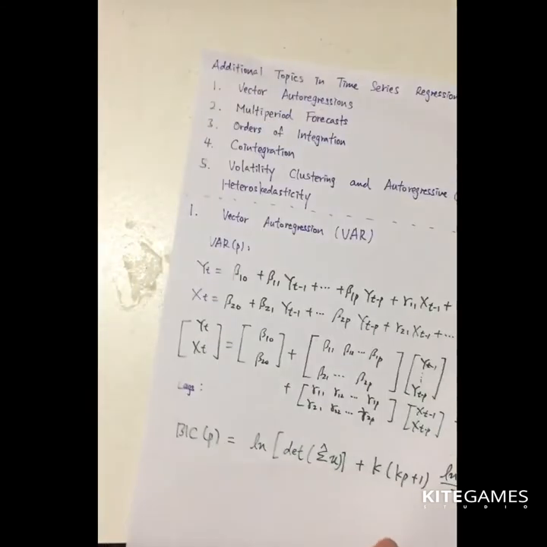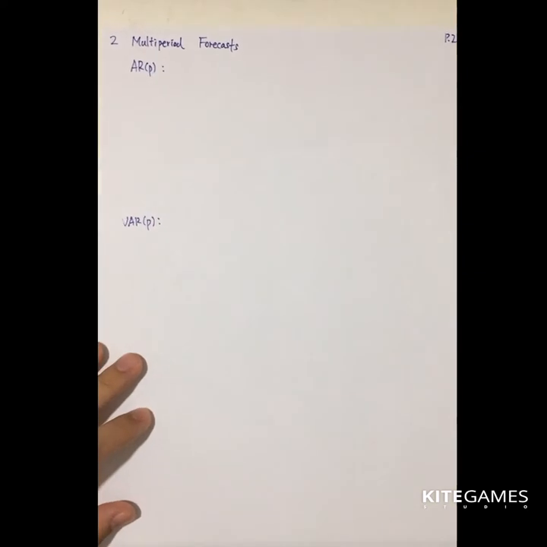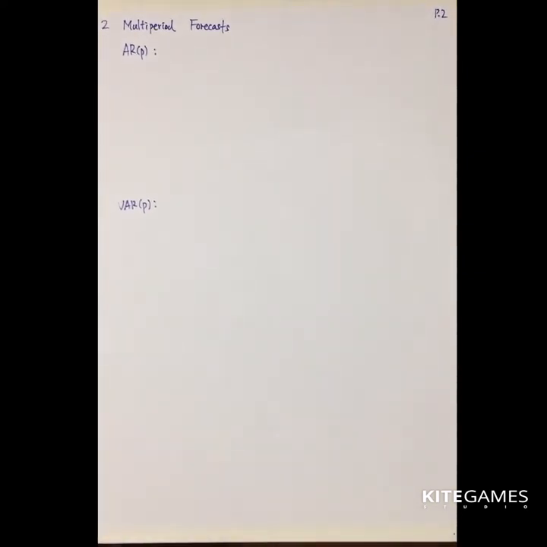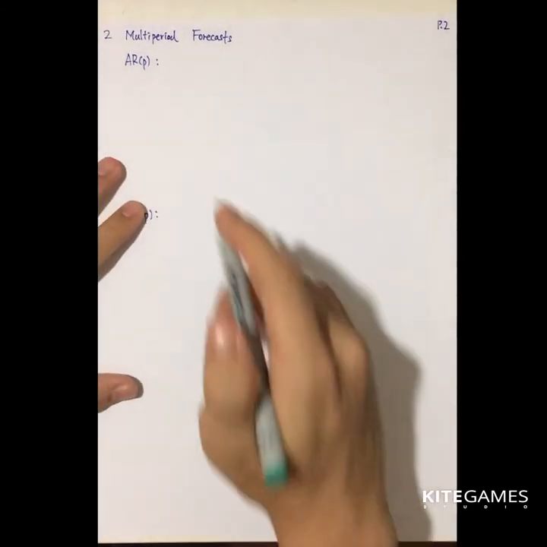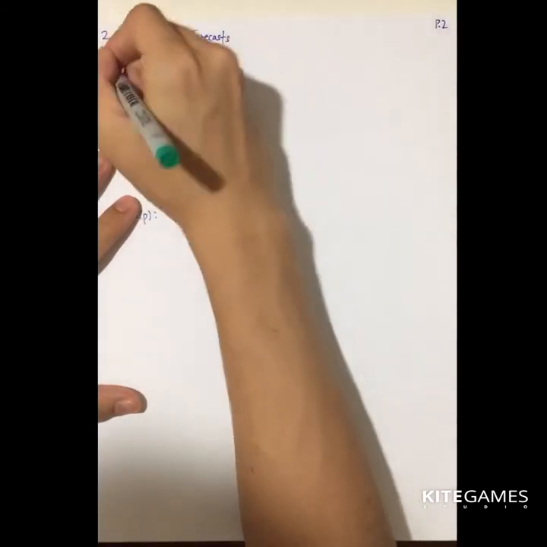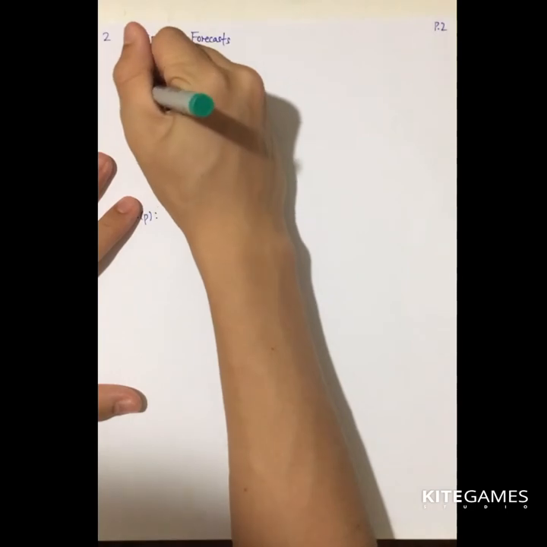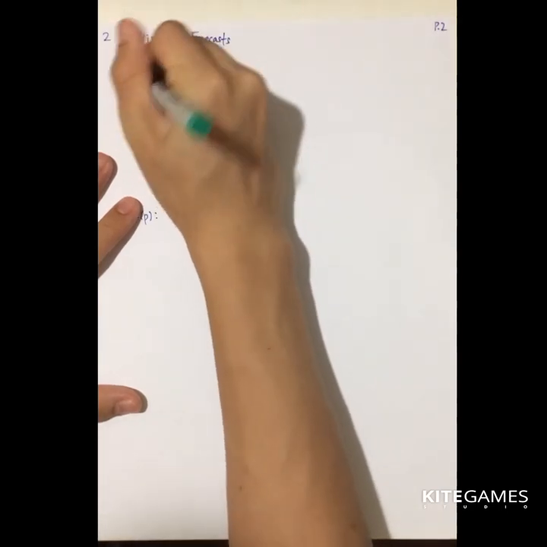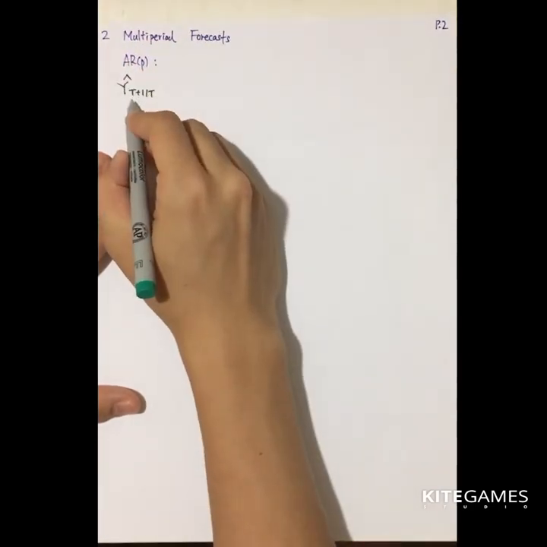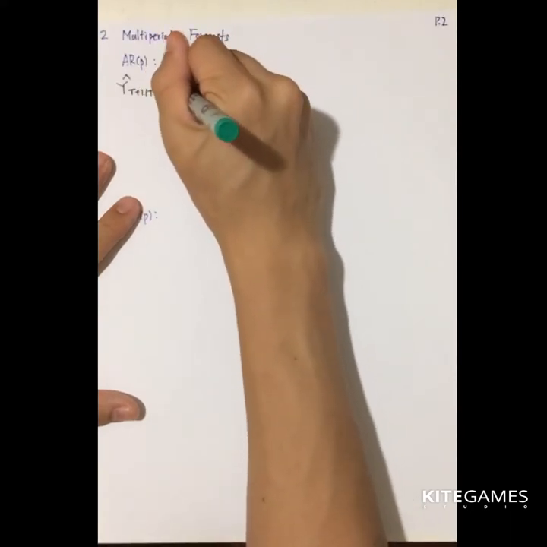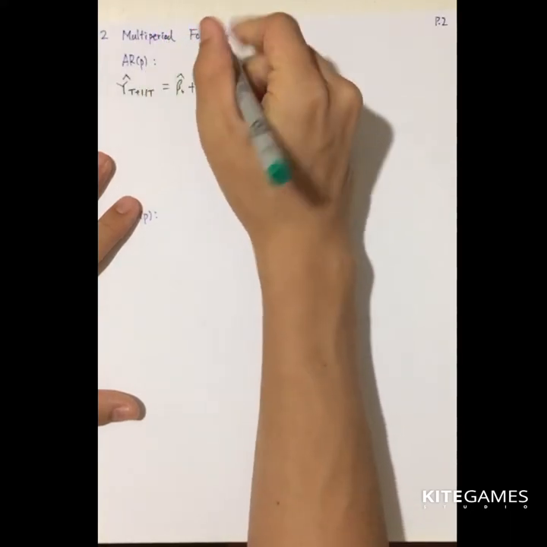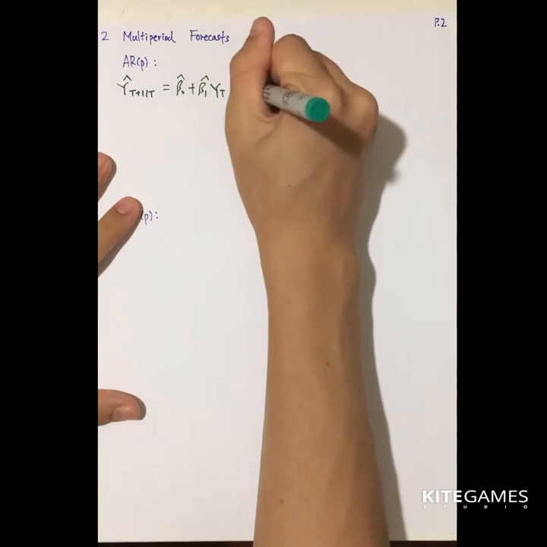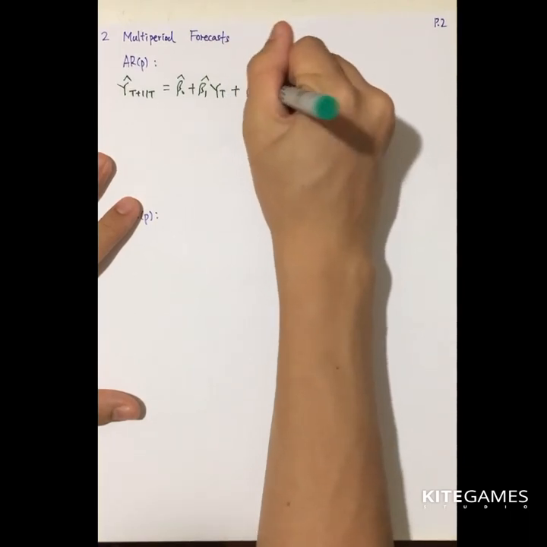Next we'll talk about multi-period forecasting. Previously we just did one-period forecasts. Actually, we can do multi-period forecasts. Previously, given the present period T, we forecast period T plus one. So this is beta 0 hat plus beta 1 hat Y_t plus beta 2 hat Y_{t-1}.